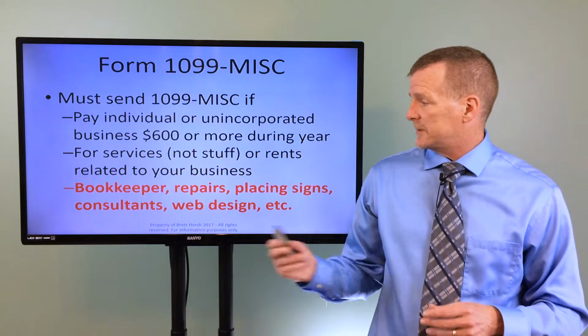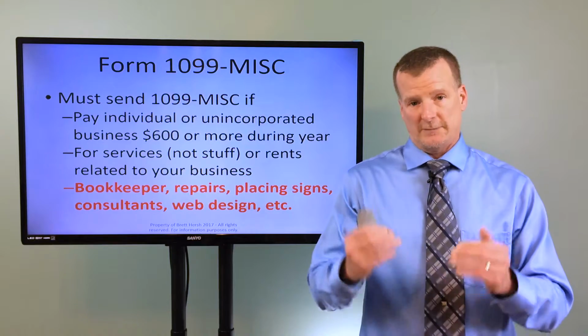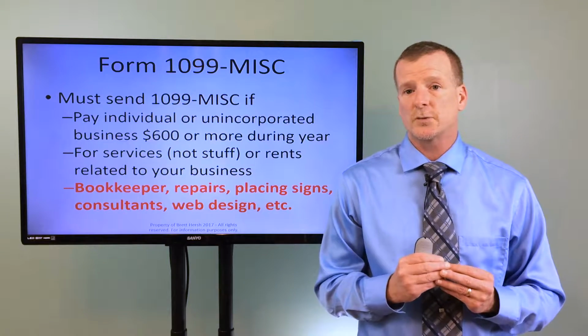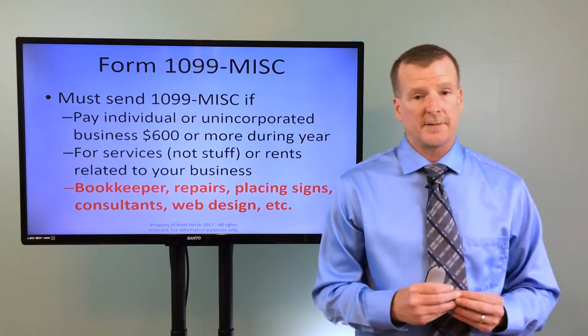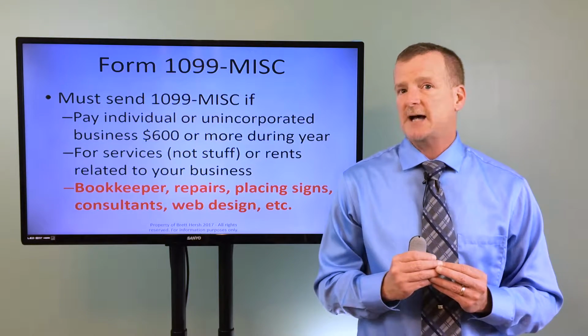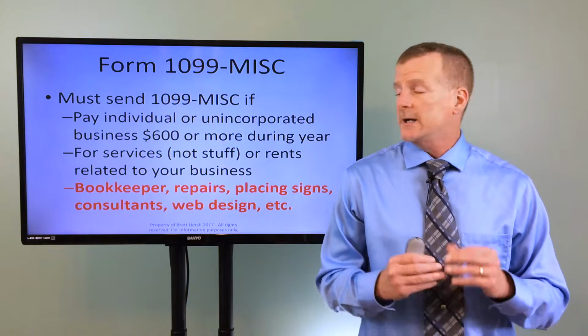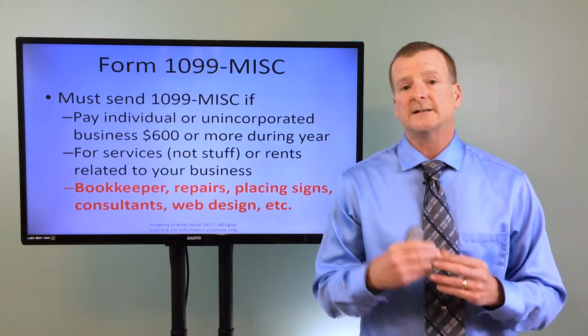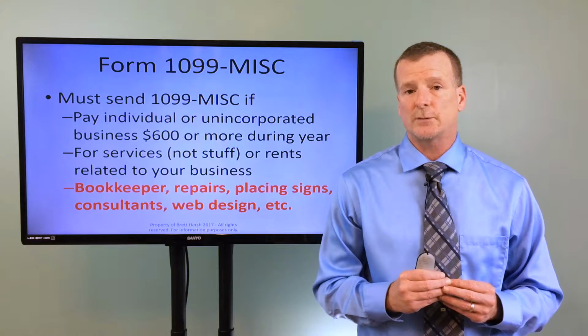And there are other examples here, for bookkeeping possibly. If you have a bookkeeper, you pay them more than $600 over the course of the year. Repairs too. I know a lot of real estate agents will actually outsource or hire somebody to place signs for open houses and that sort of thing. If you pay them over $600 during the year, 1099 miscellaneous may be required.